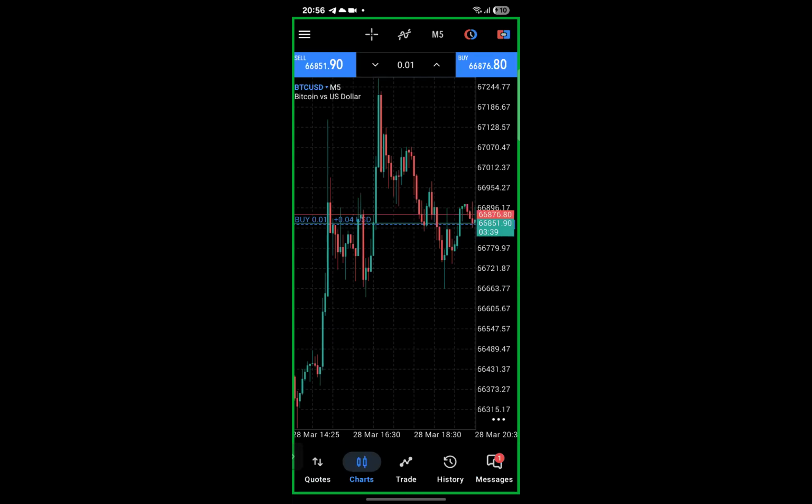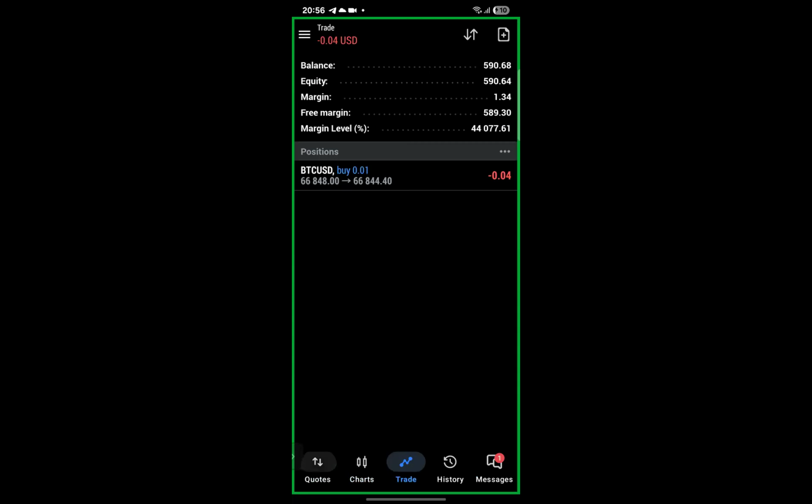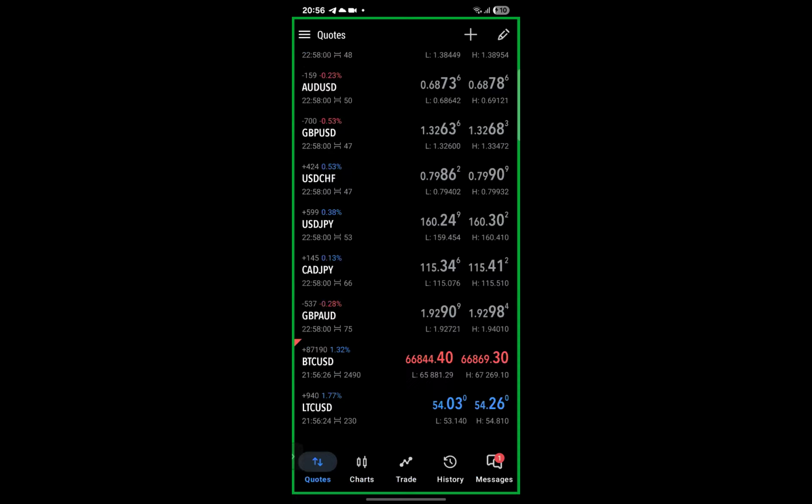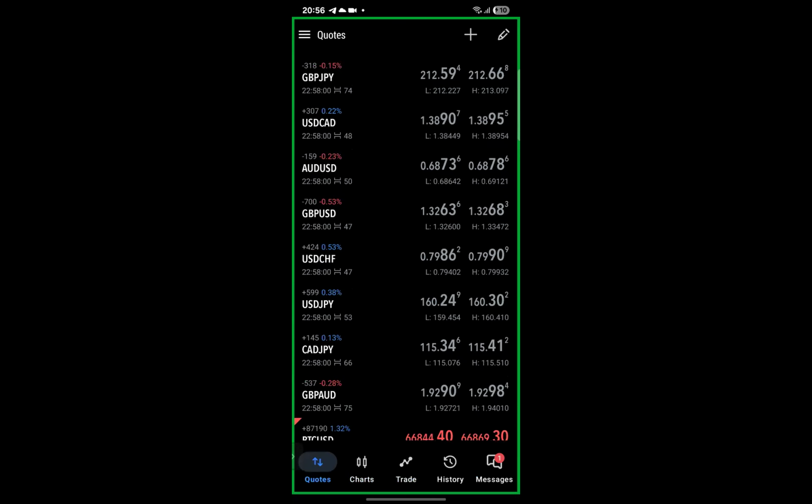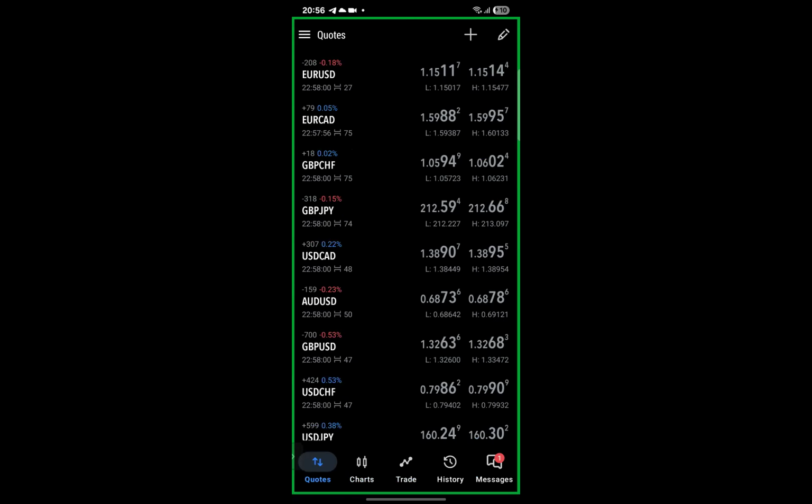So if I click on quotes, you see that the currency pairs are here, but not all the currency pairs are actually here. There are so many currencies in the forex market. There's oil, there are indices, there are cryptos, so much. And you definitely can't trade all of them. At best, you trade like three or four or five or six. Are you with me? Okay.